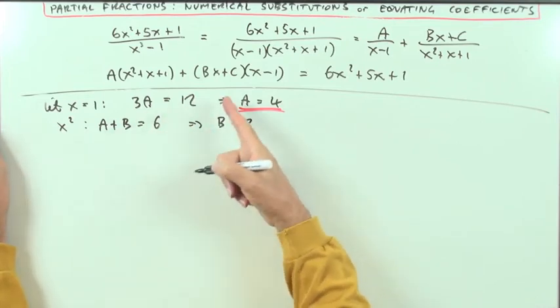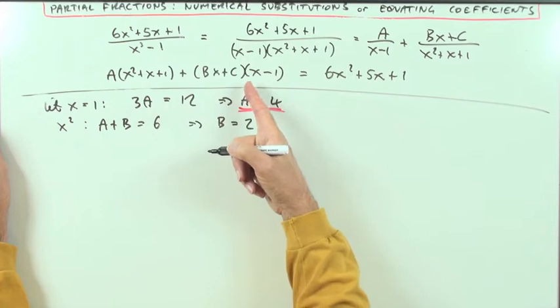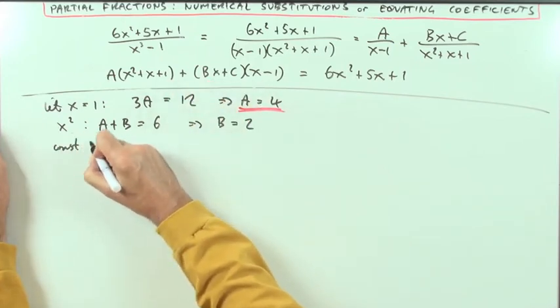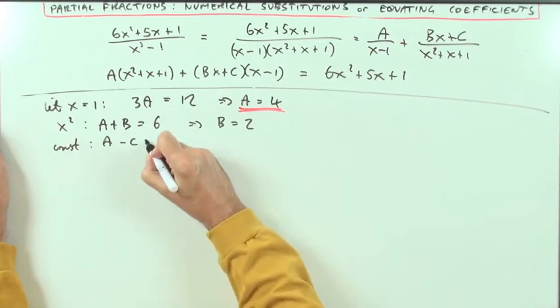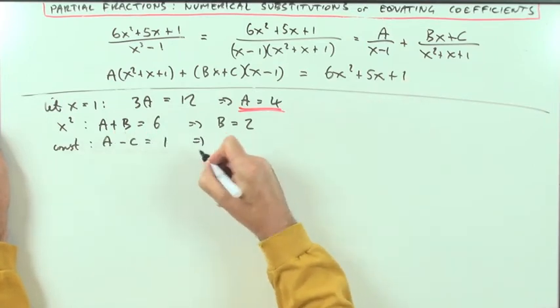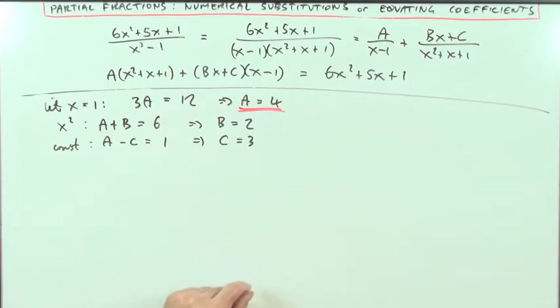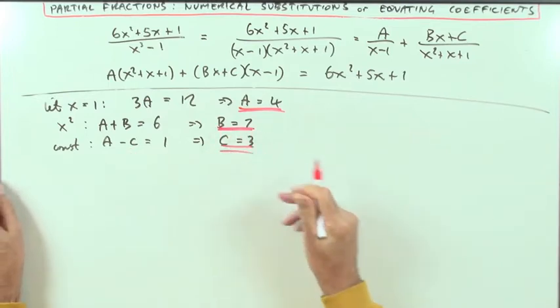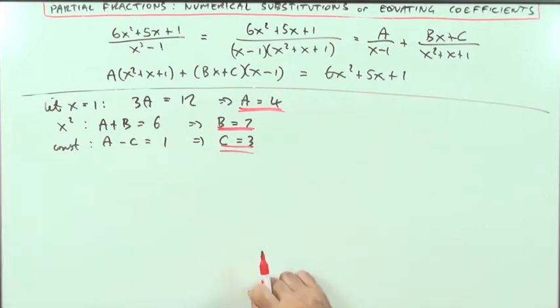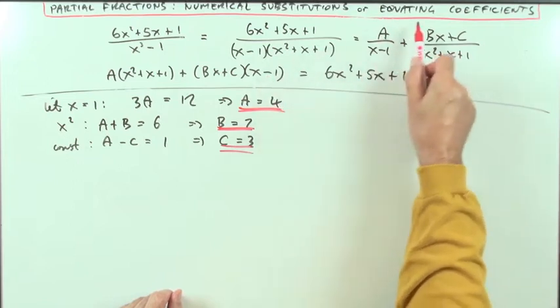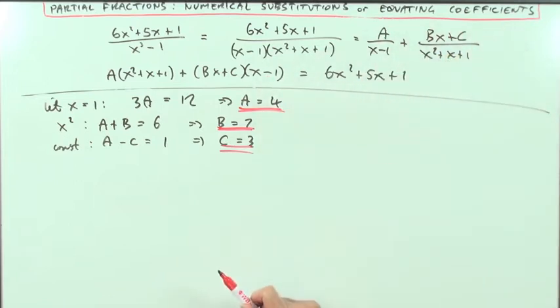And then instead of going for the x's, because all 3 are involved in x's, if I go for the constant, b's not involved. So if I go for the constant term, then that says a minus c equals 1. But I know a is 4, so that means straight away c is 3. And I would maintain that that would be the neatest way to go through that. Using numerical substitutions when they're convenient, and then going to equating coefficients. Right.